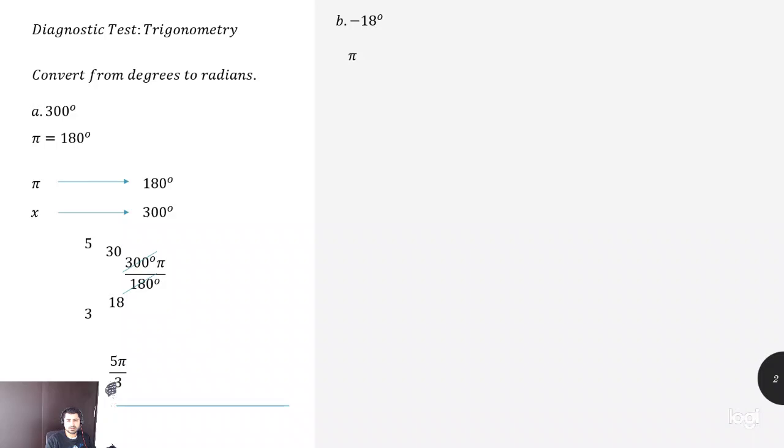The next one is minus 18 degrees, so we proceed in the same way. We already know the pi is equal to 180 degrees. So then what should be the value for minus 18 degrees? We'll just multiply minus 18 times pi over 180. We simplified by 2, so we got 9 over 90, divided by 9, 1 over 10. So the answer should be minus pi over 10.